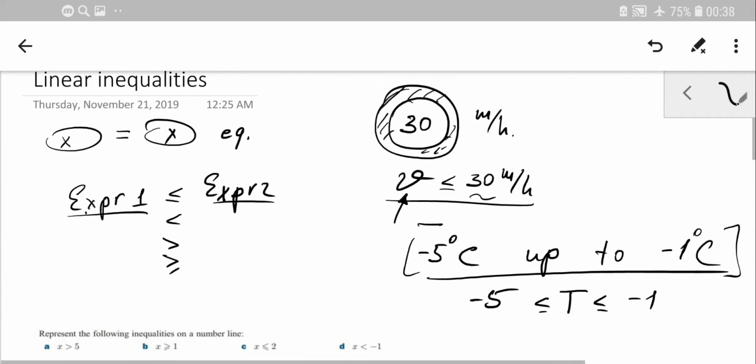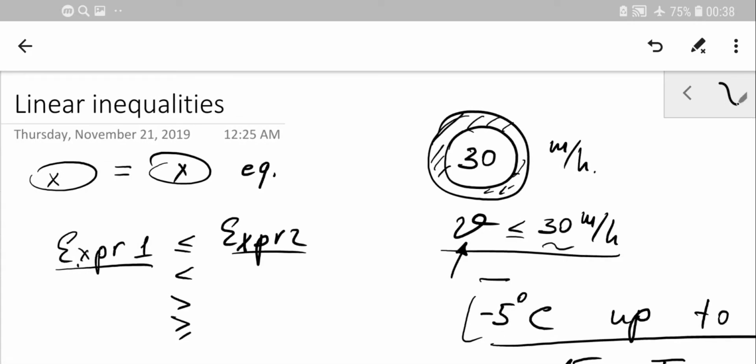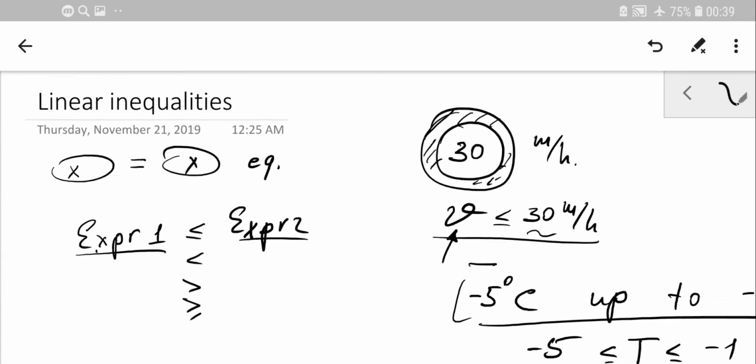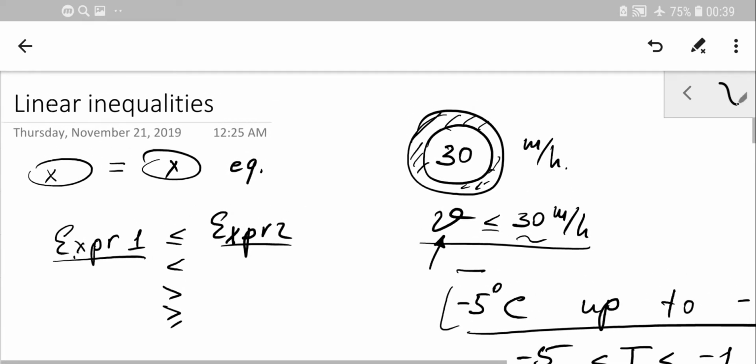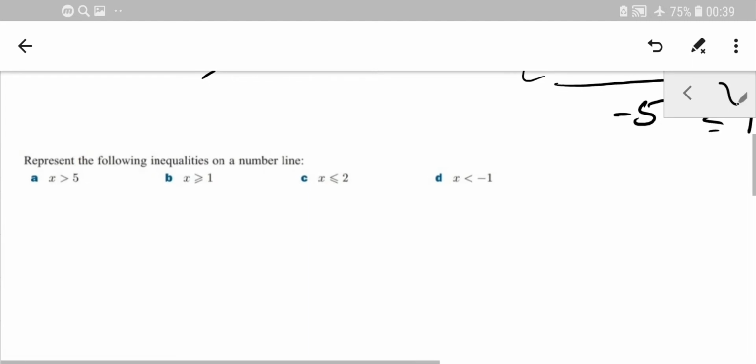Alright, as you can see, inequalities have real application in life. So actually this topic is a must to know. Alright, so let's consider simple inequalities. Represent the following inequalities on a number line.